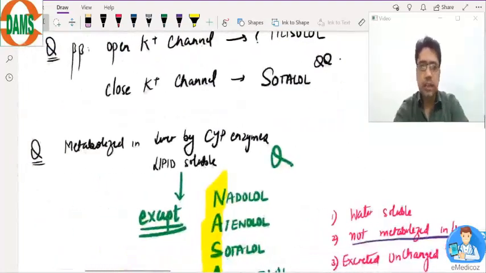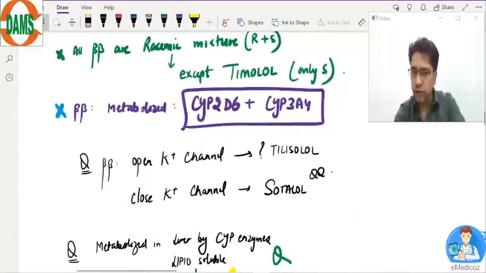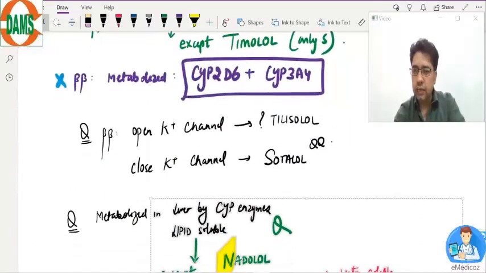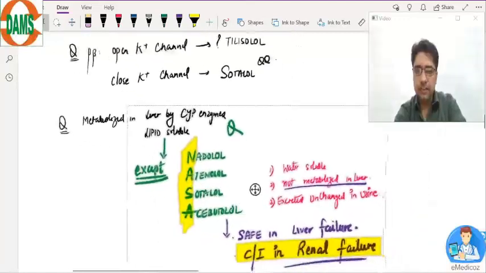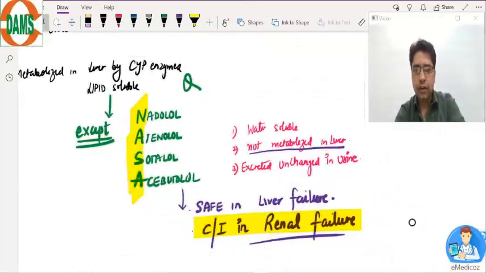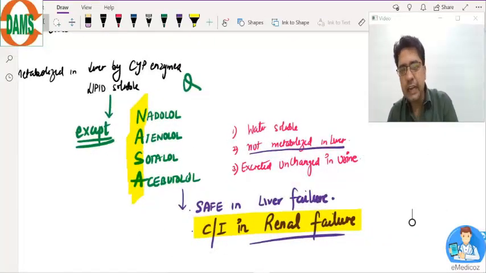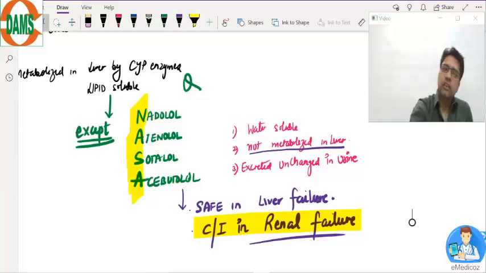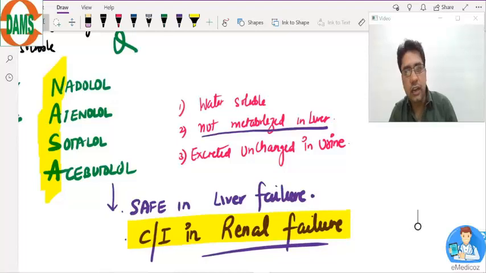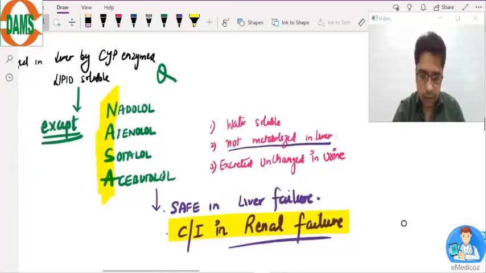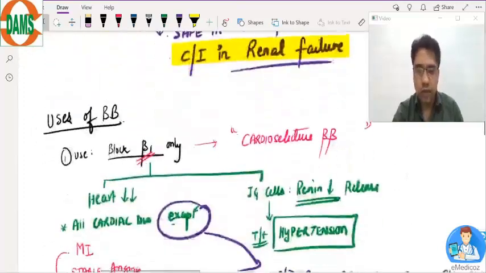All beta blockers are metabolized by CYP2D6, 3A4. Open potassium channel: tilisolol; close: sotalol. Beta blockers are metabolized by CYP enzymes, except nadolol, atenolol, sotalol, and acebutolol: NASA. These drugs are water soluble, not metabolized in the liver, and excreted unchanged in urine. So they are liver safe, but they are contraindicated in renal failure.